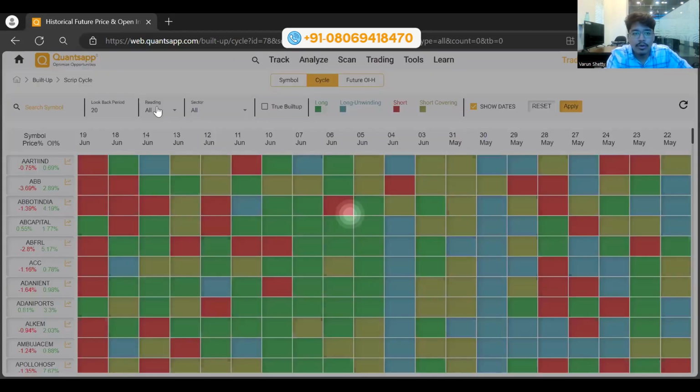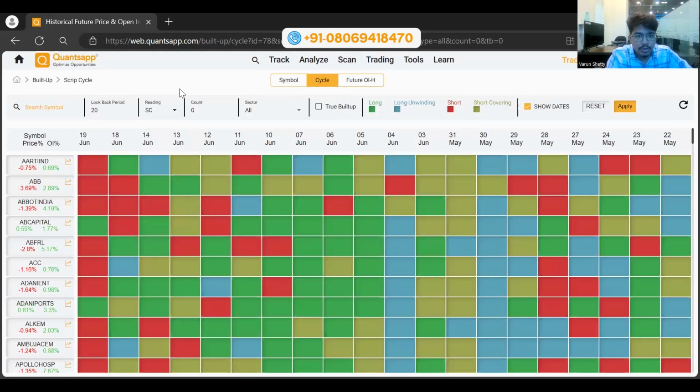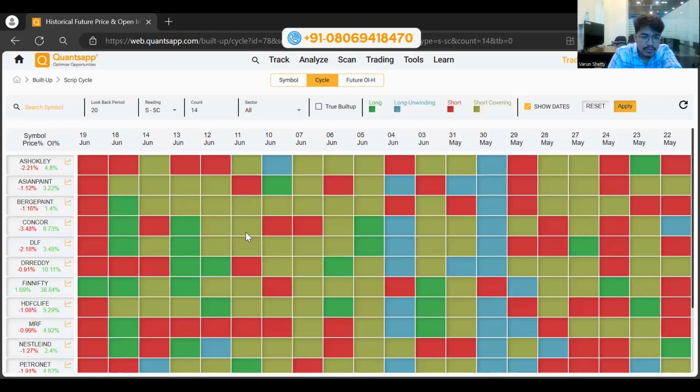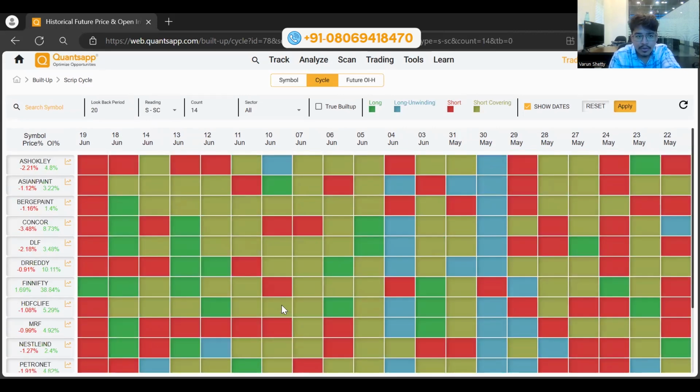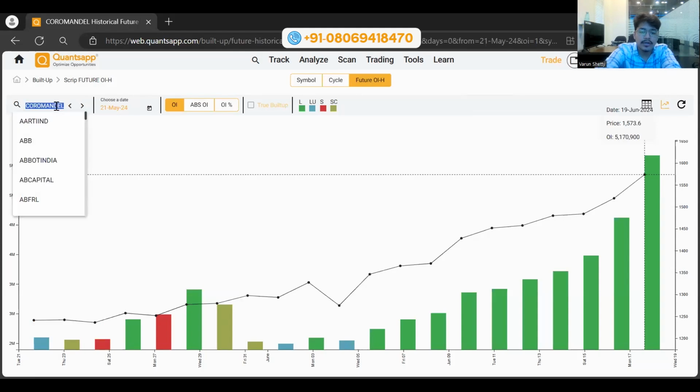Similar thing, if I want to look at short and short covering. So SNSC, short and short covering. I'll just keep track of this. 14, apply. Maybe a stock which has experienced short covering and after that fallen down. Okay, so let's look at Ashok Leyland. I'll just add Ashok Leyland here.